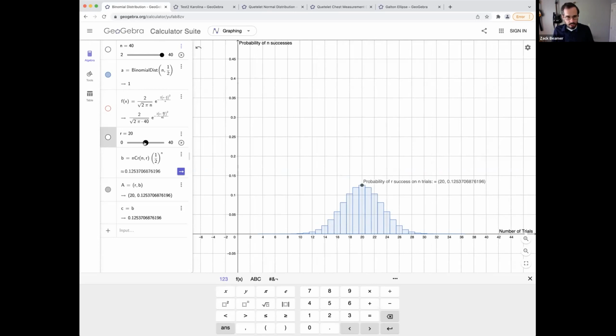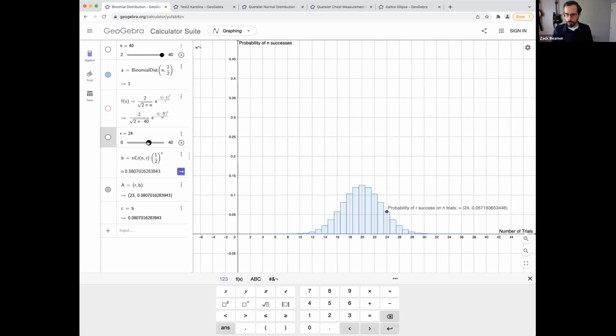Here, if we go over that, we do in fact see, you can maybe see that number there, that if we run it 40 times, the most likely outcome is that we'll get 20 successes, and there's around a 12.5% chance of that happening. If we go slightly to either side, we see that diminishing a little bit. So still around a 12% chance of 21 successes, and then it gets down to 10% for 22.